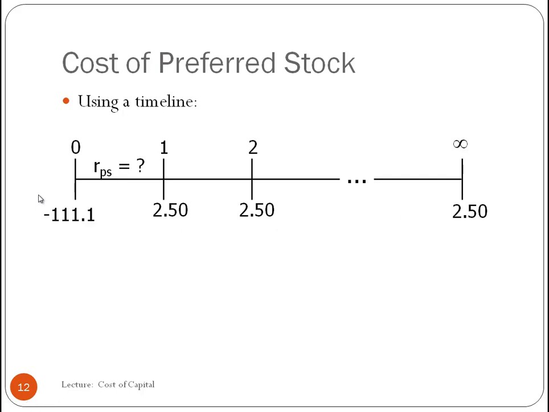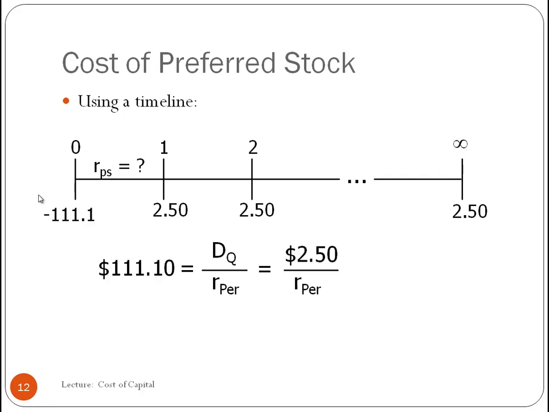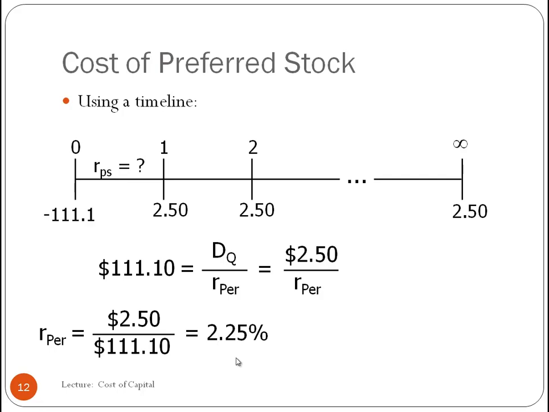And that goes on forever because it has no end. It's a perpetuity. So this is calculated as a perpetuity, which is simply the dividend per quarter divided by the discount rate for the period. And we set that equal to the price today. If we fill in what we know, the dividend per quarter is $2.50. We're solving for the discount rate. Well, we can just rearrange this, and we get 2.50 divided by the price, 111, and that's 2.25%.